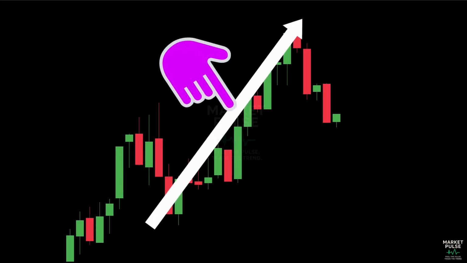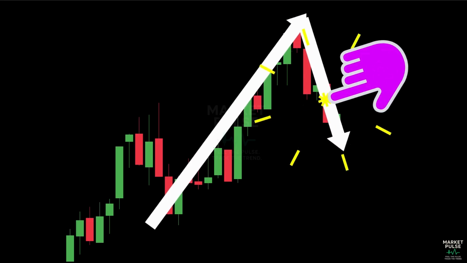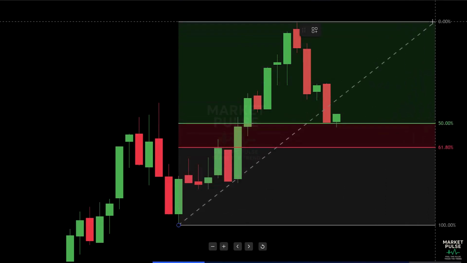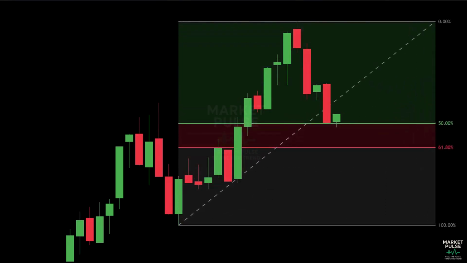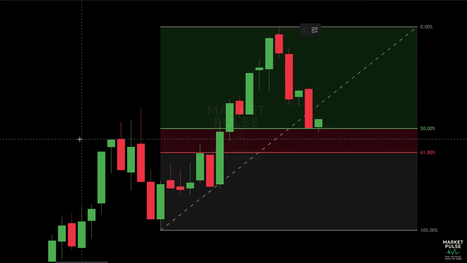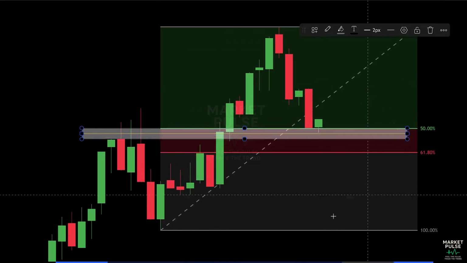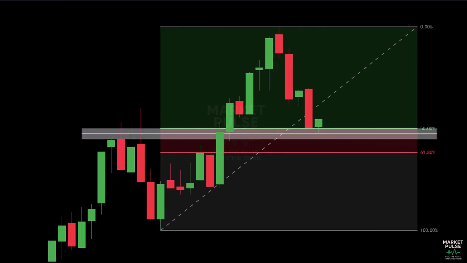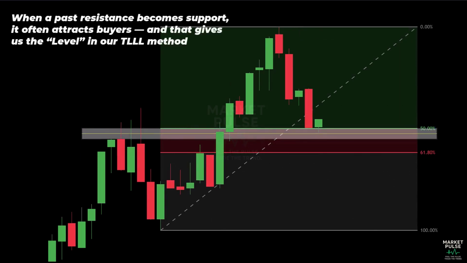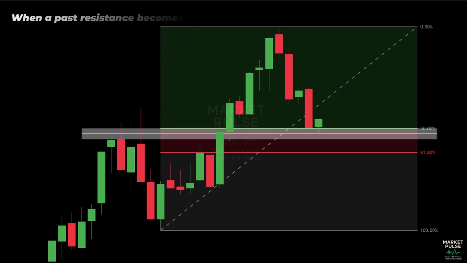In this chart, the market is trending up. We get a strong impulsive move followed by a pullback. So we apply the Fibonacci retracement from the low to the high. Here's what's interesting. The 50% level aligns perfectly with a previous resistance that is now flipped into support. When a past resistance becomes support, it often attracts buyers. And that gives us the level in our TLLL method.